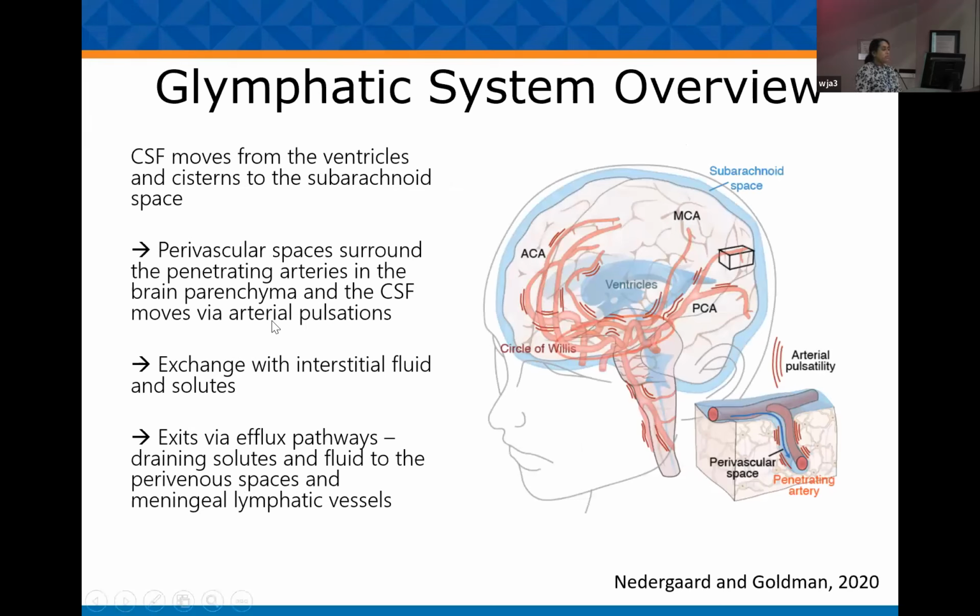So how does the glymphatic system work? What is that exactly? Essentially you have your network of vessels at the ventral or basal aspect of the brain here in the circle of Willis, and you have blood coming through, and you have CSF within the cisterns here, and CSF moves from the ventricles and cisterns to the subarachnoid space. From there, perivascular spaces surround the penetrating arteries in the brain parenchyma, and the CSF moves via arterial pulsations. This fluid then exchanges with interstitial fluid and solutes, and then winds up exiting via efflux pathways, draining solutes and fluid to the perivenous spaces and meningeal lymphatic vessels.